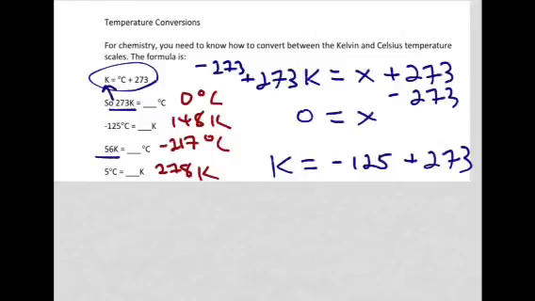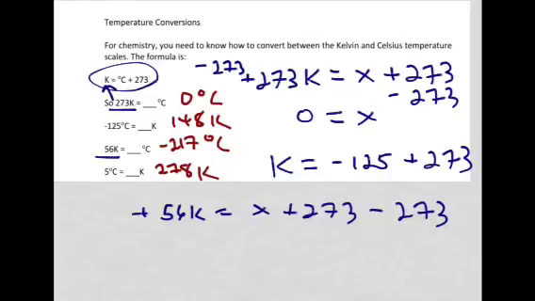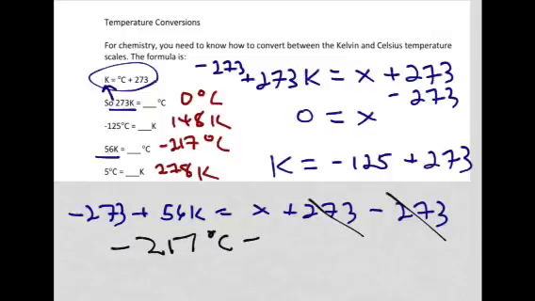I'm back to now having a Kelvin temperature, so it's 56 Kelvin is equal to X, or degrees Celsius, plus 273. Again, how do I get X alone? I'm going to subtract 273 from both sides, which is the same thing as adding a negative 273 here on the left. So solving for X here, my 273 minus 273, they're going to cancel out. Of course, a negative 273 plus 56 is my minus 217 degrees Celsius, and that's X.